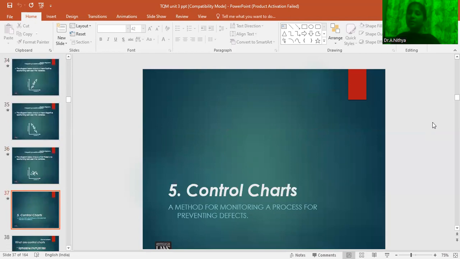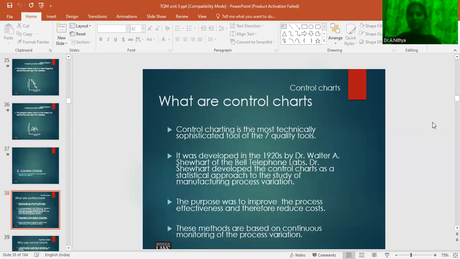The next is the control chart. What is a control chart? It is a method of monitoring a process for preventing defects. What is the purpose? For identifying process variation and signaling corrective action to be taken. This is the most technically sophisticated tool out of the 7 basic tools.